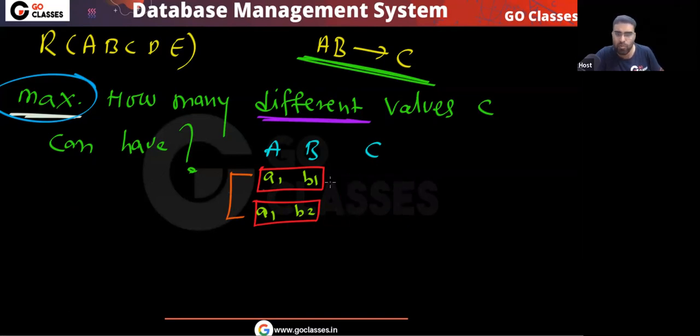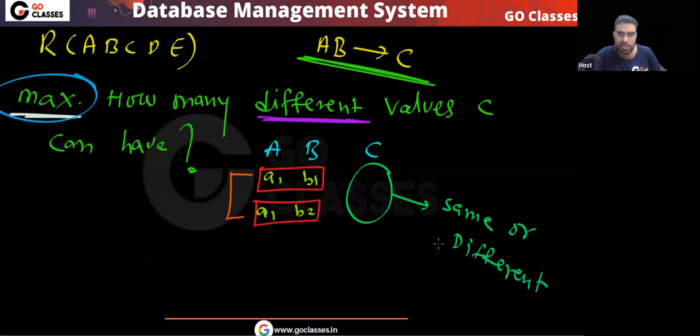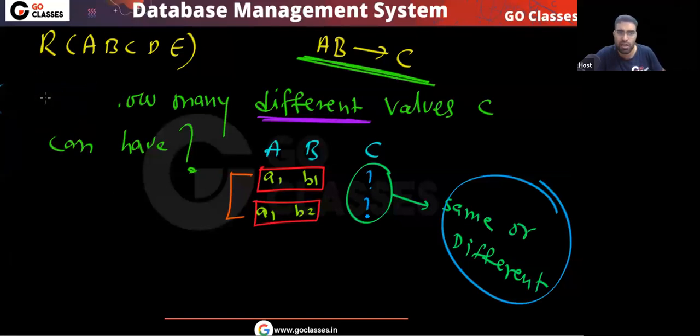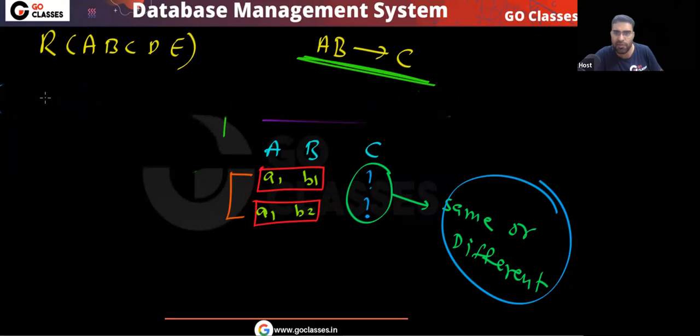Okay, these are different combinations. So this C can be the same or different. But what I want is maximum different values. So what will I do? I want maximum different values for C. Remember what I want.